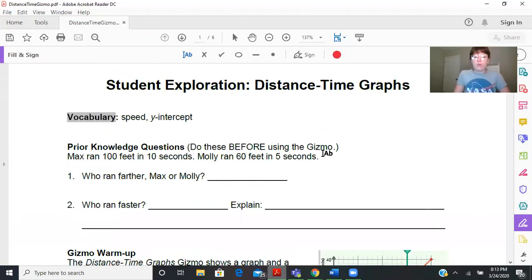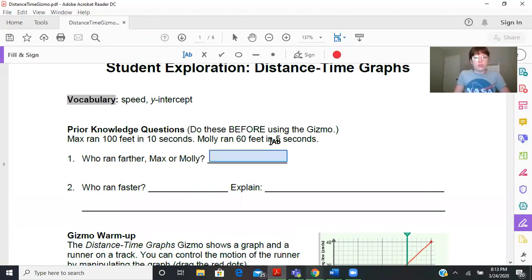All right, so while that's loading, let's do the prior knowledge questions together. Max ran 100 feet in 10 seconds. Molly ran 60 feet in 5 seconds. So let's calculate that together because it asks who ran farther, Max or Molly. I already know that Max ran 100 feet and Molly ran 60. We know that 100 is bigger than 60, so clearly Max ran further.